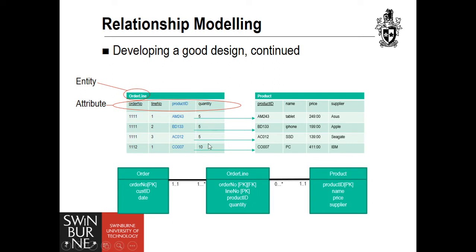For example, if we are given these two tables, if we want to convert to the ERD, we need to put it like this way. This 1.1, 1.1 we can consider as a cardinality.